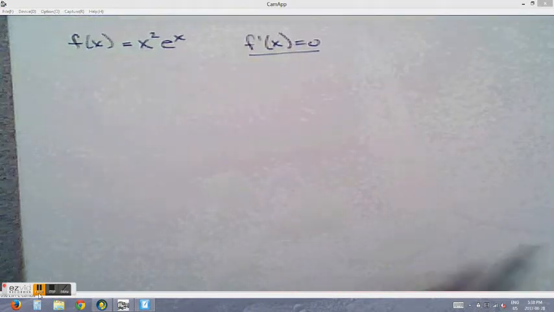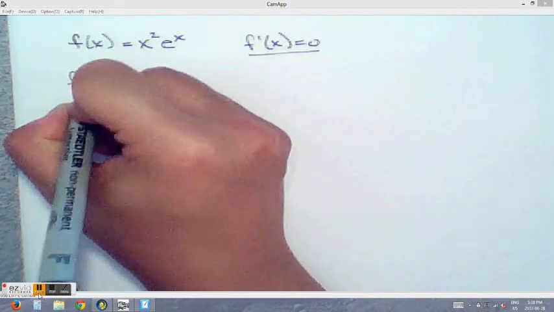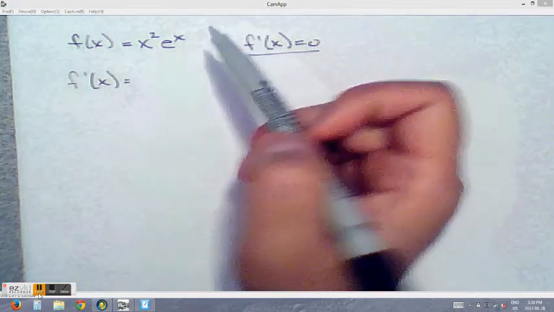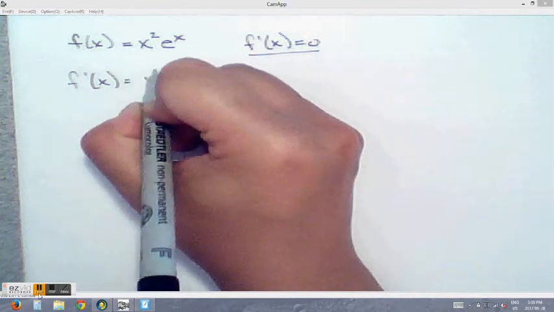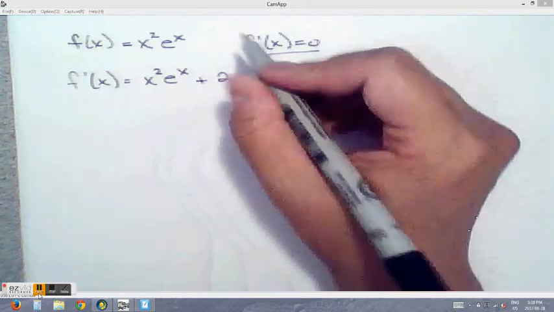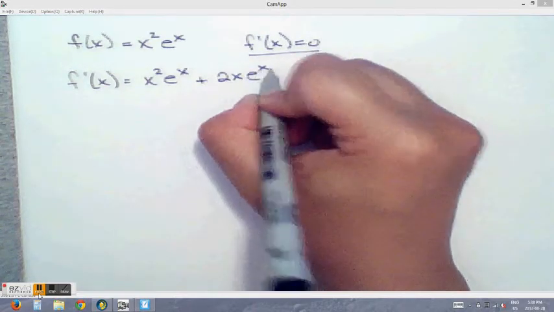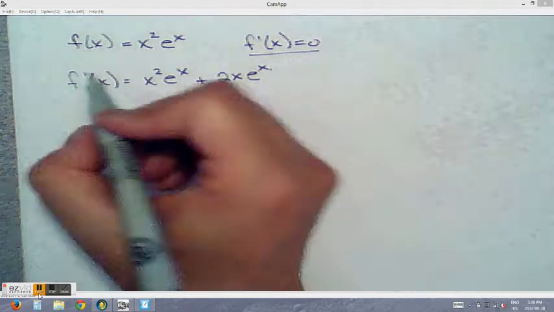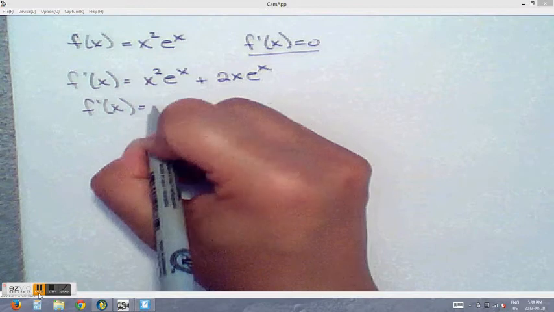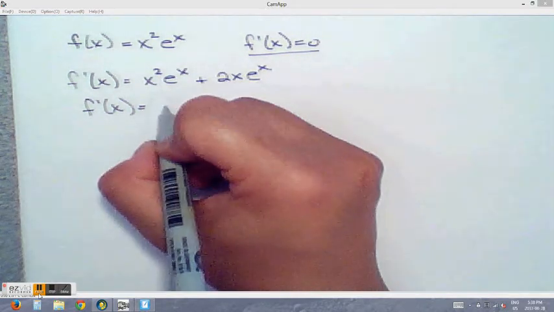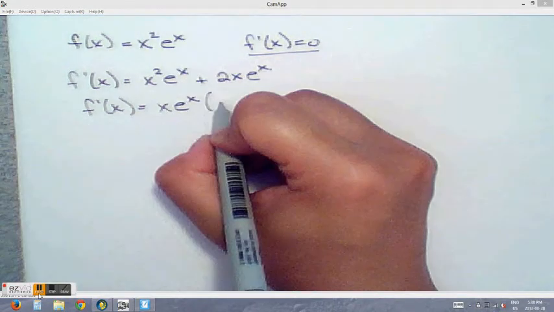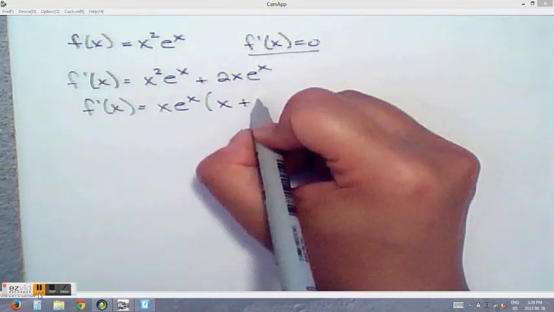Okay, so first things first, we need to differentiate our function, and we're going to use the product rule in this case. So the first times the derivative of the second plus the derivative of the first times the second. Okay, so let's factor this. So we can say here we have x e to the x, and that leaves us with x plus 2.